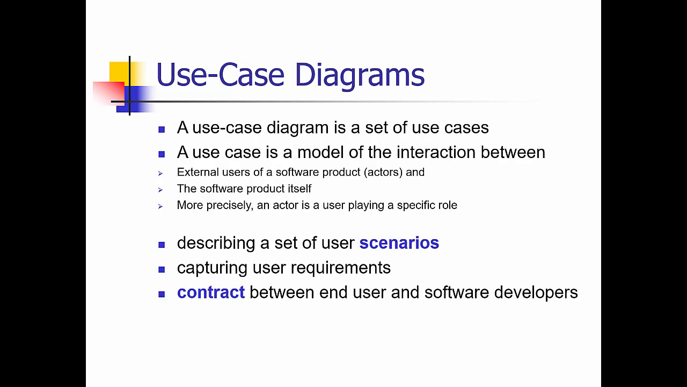So we begin with the use case diagram. A use case diagram is a set of use cases. A use case is a model of the interaction between external users of a software product that are called actors and the software product itself. More precisely, an actor, which is modeled as a stickman, is a user playing a specific role. Use case diagrams describe a set of user scenarios capturing the high-level user requirements.